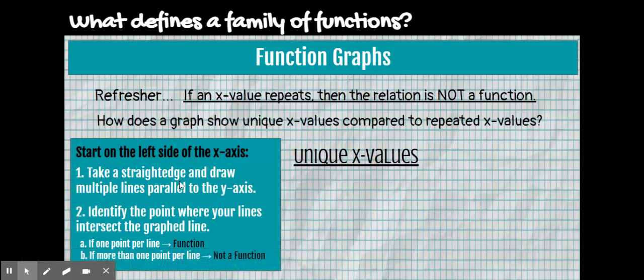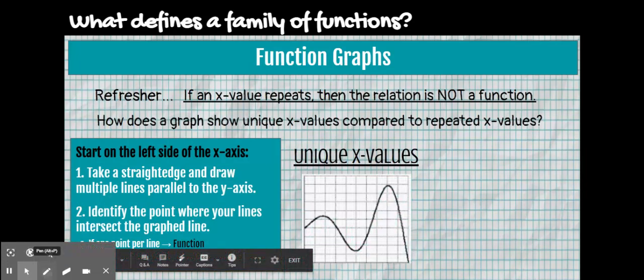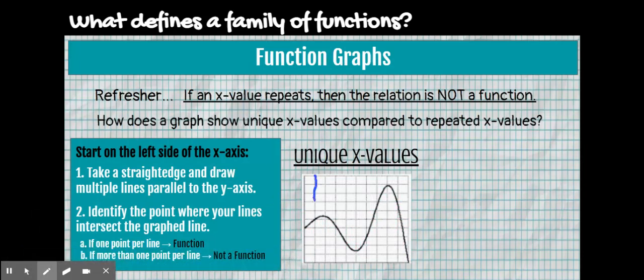So this is what it looks like to have unique x values. Let me get my pen out. I'm going to draw a vertical line. So here's a vertical line. Ooh, this is really close to vertical, guys. I'm doing my best. Here's a vertical line, and I can see that this vertical line intersects my graph at one point. So that looks good there.